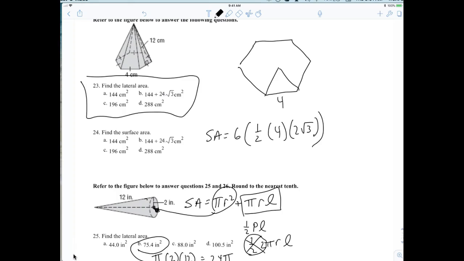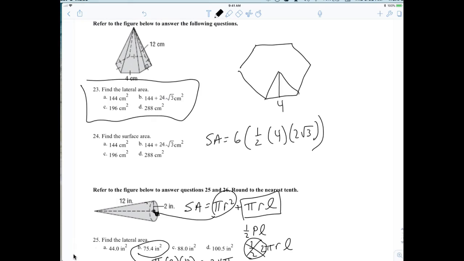How did you get the 2 radical 3? Because that's a 30, 60, 90 triangle. Then you have to do that times the 12. Now, that would be the area of the base, correct? Then you have to add it to the perimeter times the height. If you want to think of it this way, there are 6 triangles also. And that's where you get the surface. So that's correct: 6 times 1/2 times 4 times 12.